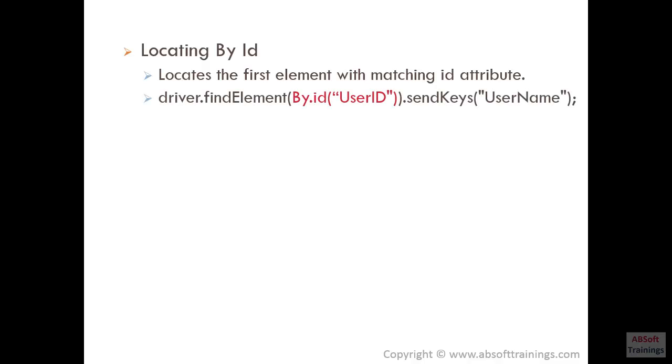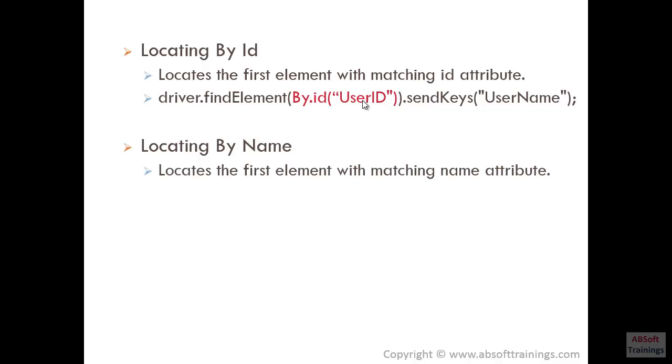Let's start with locating by id. Locates the first element with matching id attribute. Here is an example code. You can just say By dot id and whatever id value, it's going to match the first element with the id value. Next we have locating by name. It is also similar to id. It works with the name.